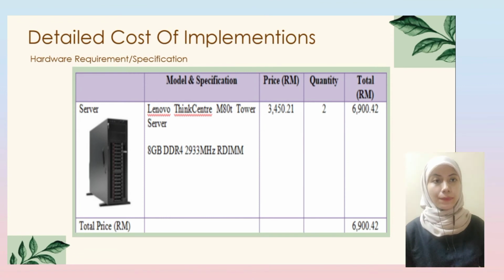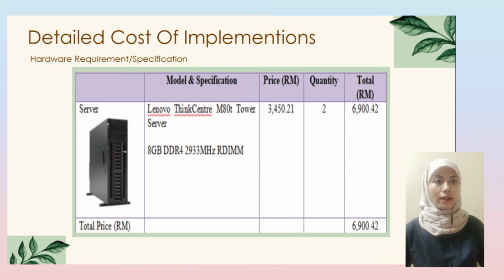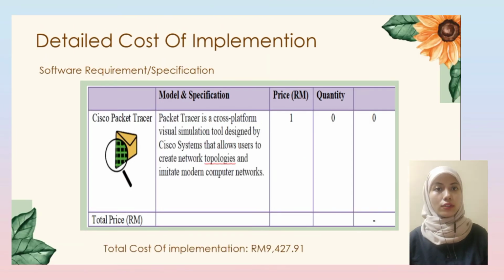We have chosen the Lenovo ThinkCentre M83 Tower server. It has 8GB DDR4 2933 MHz RDIMM with the price of 3,415 ringgit and 21 cents, with the quantity of 2. So the total price is 6,942 ringgit. For software requirement or specifications, we have chosen Cisco Packet Tracer.